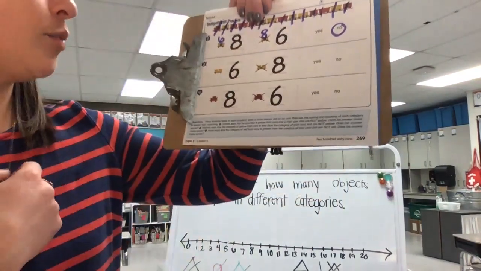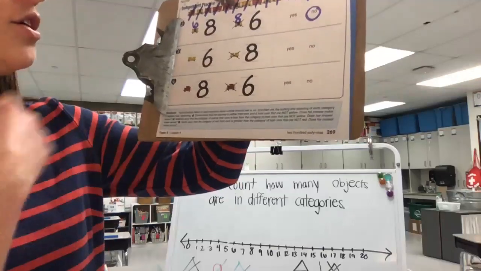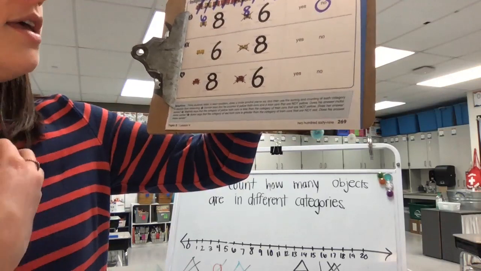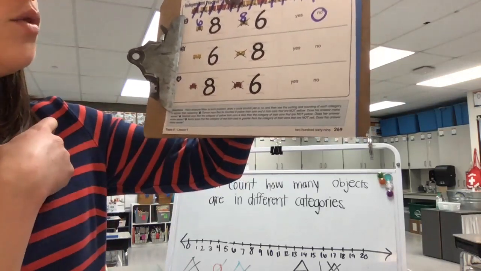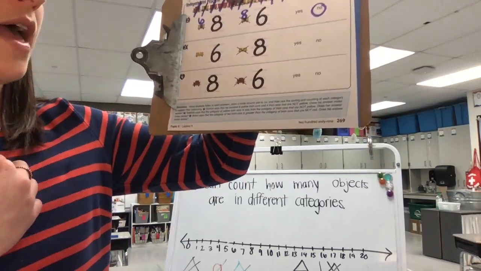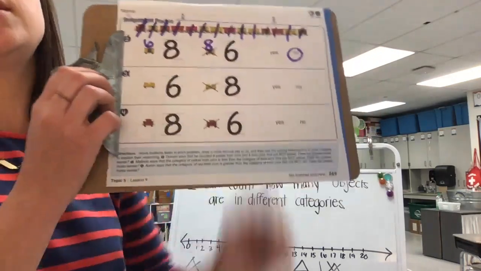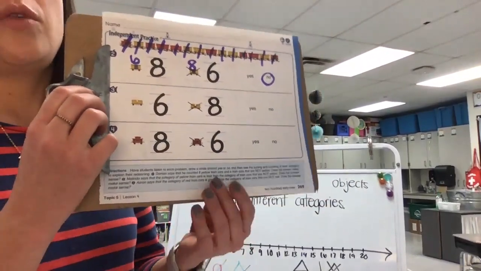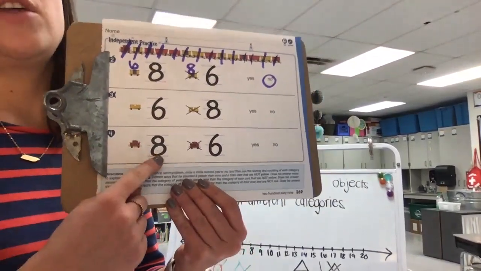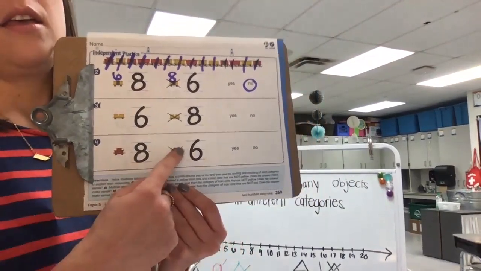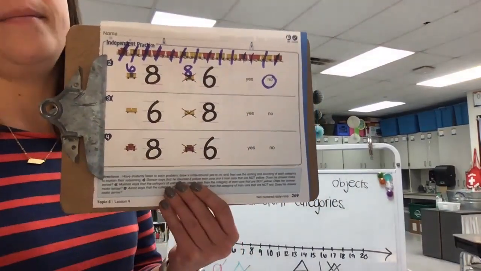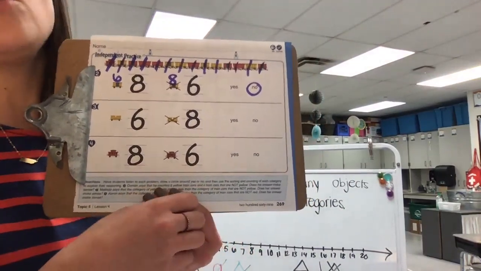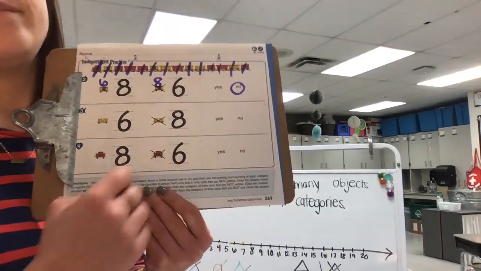Okay, here's the last problem, number 4. Aaron says that the category of red train cars is greater than the category of train cars that are not red. Does his answer make sense? What do you need to do? So think about it. He thinks that there's more red. He thinks there's 8, and he thinks there's 6 that are not red. So if you think that's true, circle yes. If you don't think that's true, circle no.